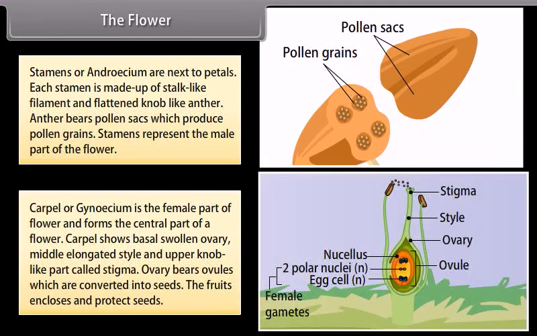Carpel or gynoecium is the female part of flower and forms the central part of a flower. Carpel shows a basal swollen ovary, a middle elongated style, and an upper knob-like part called stigma. Ovary bears ovules, which are converted into seeds. The fruit encloses and protects seeds.